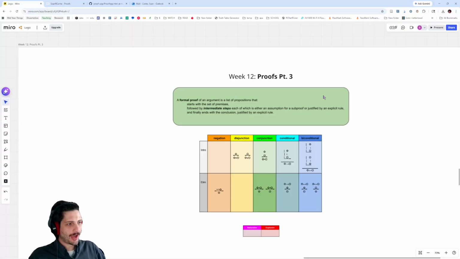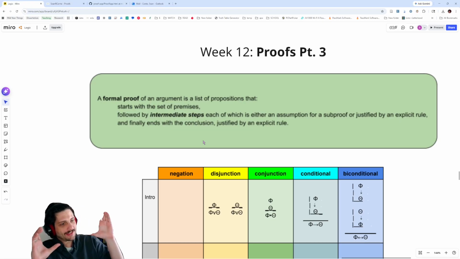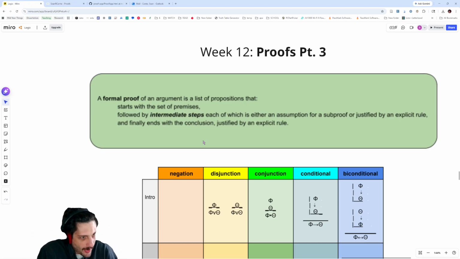Let's go ahead and finish up our discussion with proofs with finally our last four rules. So remember, just from the beginning, the idea with a proof is we're trying to show that for a valid argument, if we accept the premises, we would have to accept the conclusion. So that's what we're trying to do. We're trying to show how, through intermediate steps, we can demonstrate that if we accept the premises, the conclusion would follow.